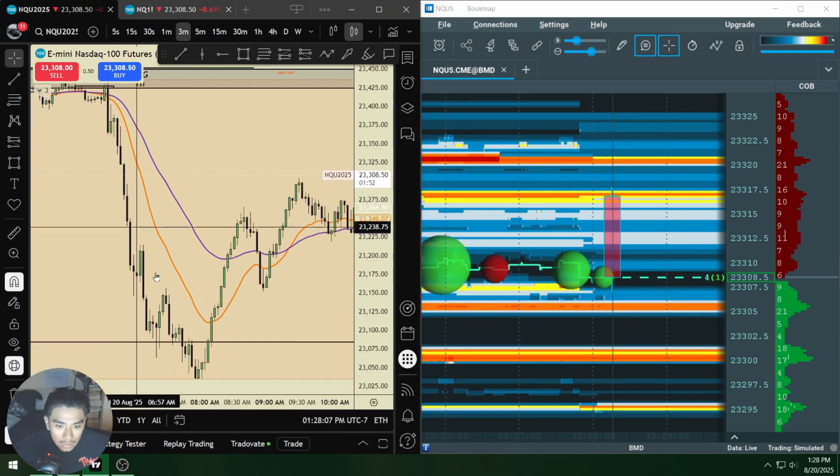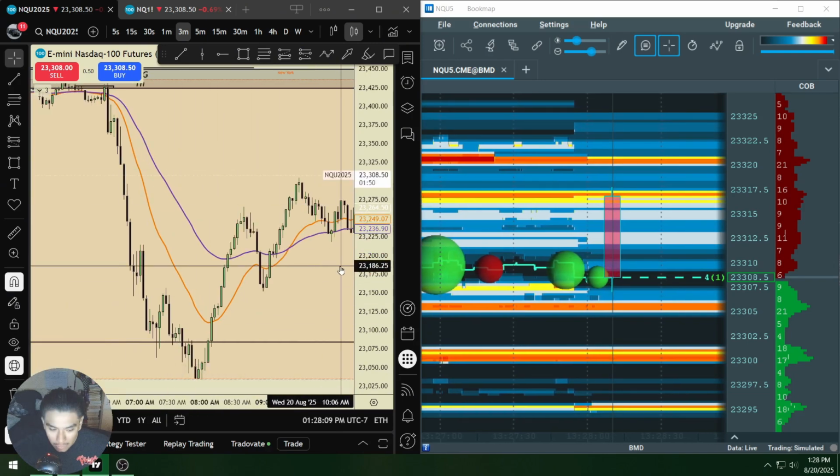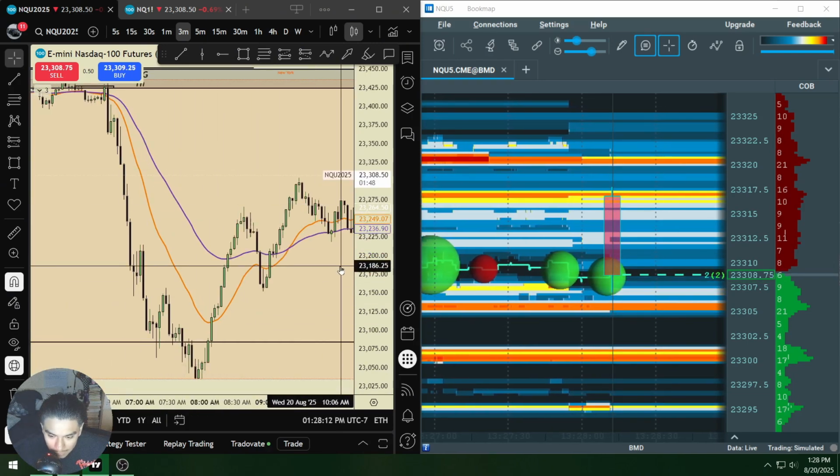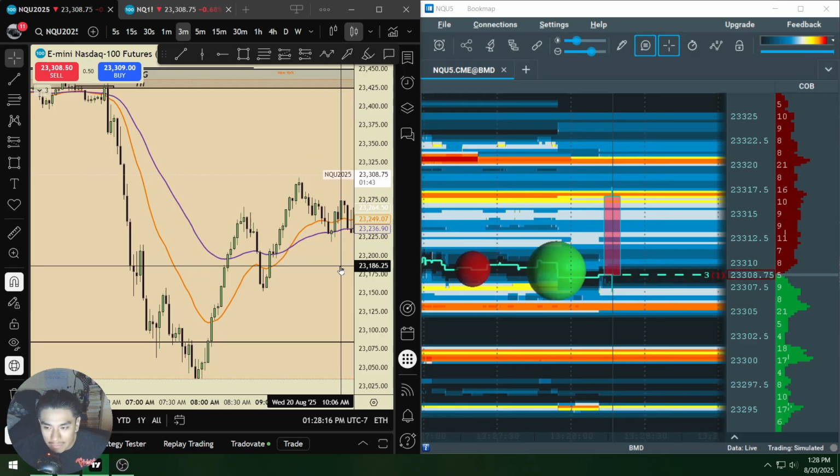I could have caught all this move, but tomorrow I'm gonna start recording everything on how I trade. So hopefully tomorrow you guys can see the setups I take, and yeah, it's pretty much it.